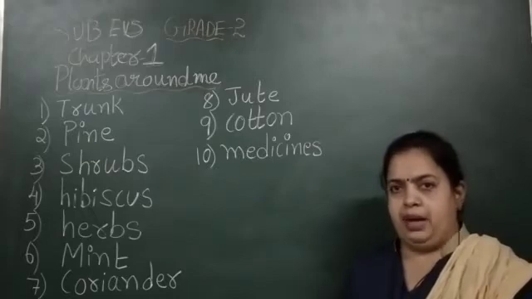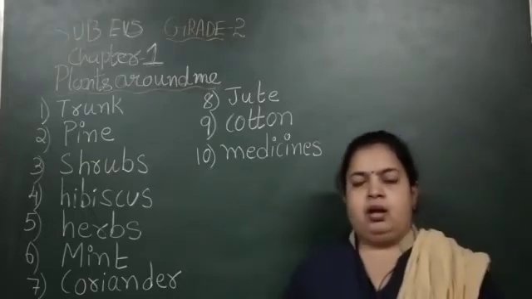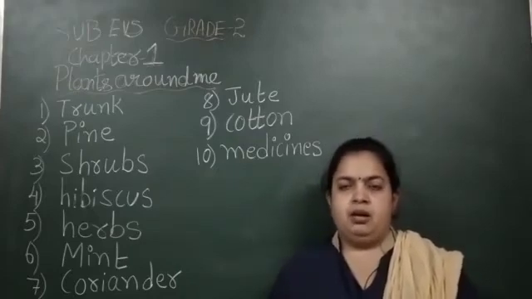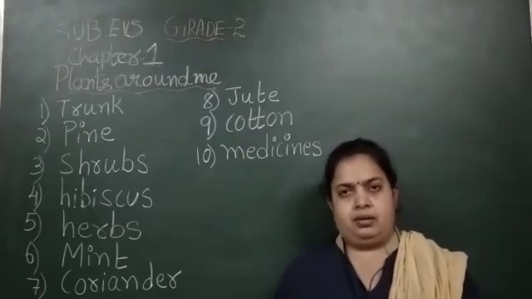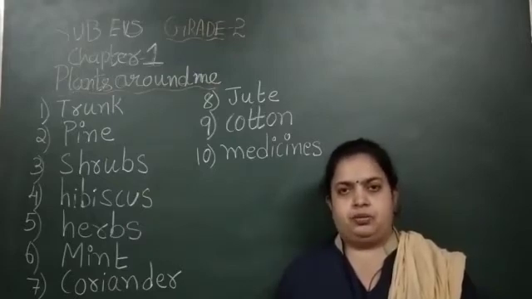C-O-T-T-O-N, cotton plant. Jute plant. Last one is the medicines. M-E-D-I-C-I-N-E-S. Now let's learn the remaining part of the chapter.